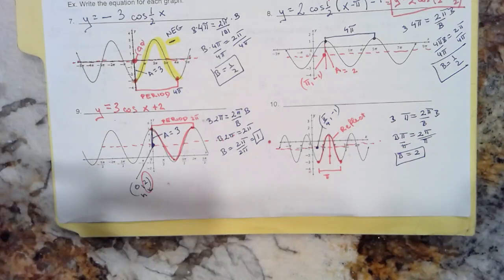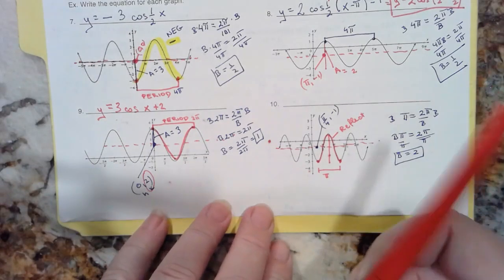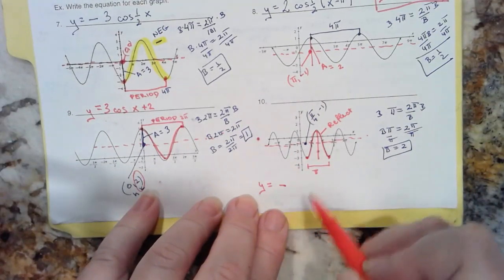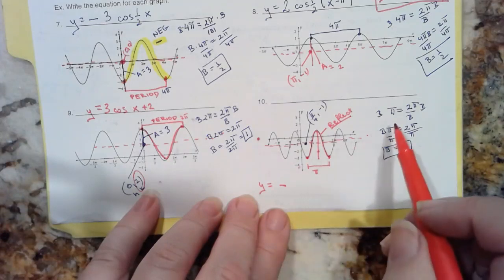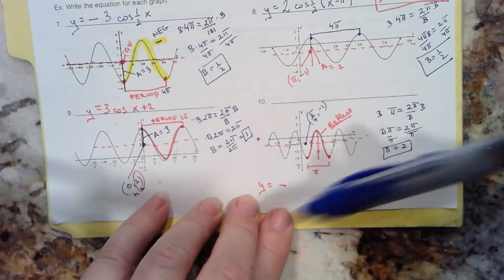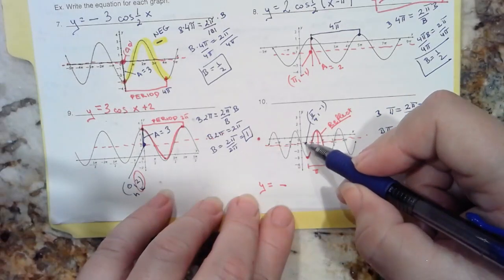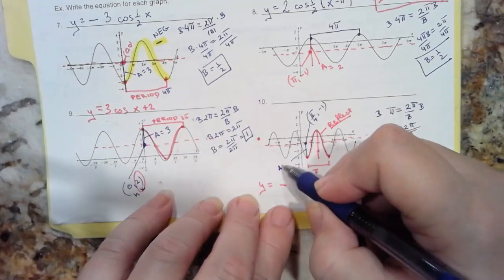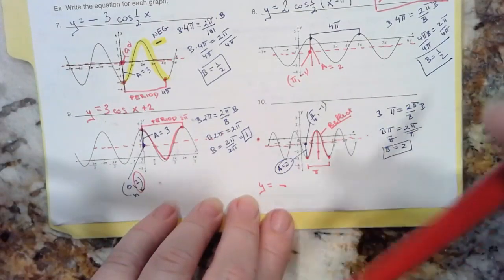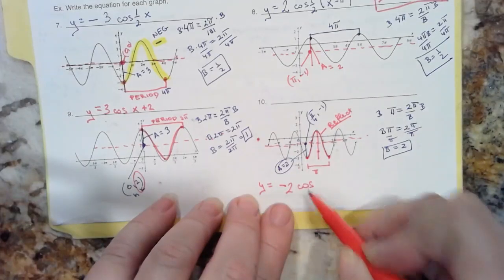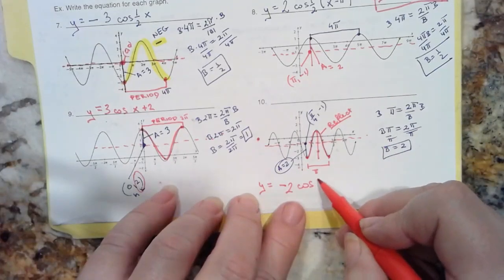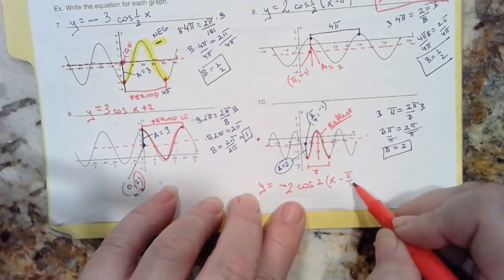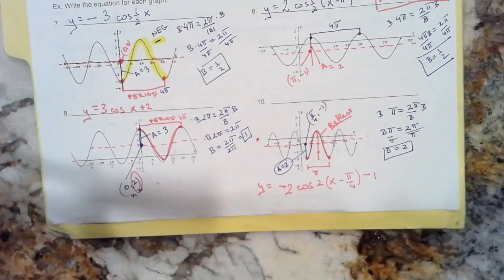So let's put it all together. I'm going to do it underneath here because I'm going to have to distribute. So y is equal to negative, right? Because I need to remember to reflect. Negative, oh, I didn't say my A. My A is here, and my A is 2. So it's going to be -2 cosine 2 times x minus pi over 4 minus 1.